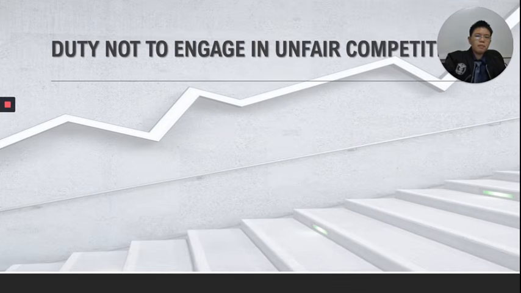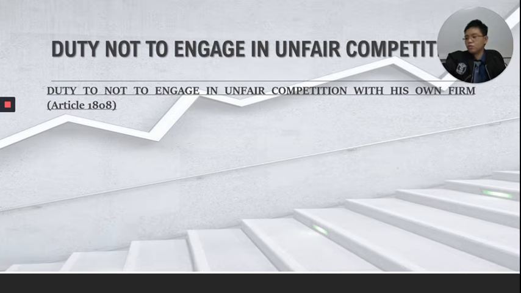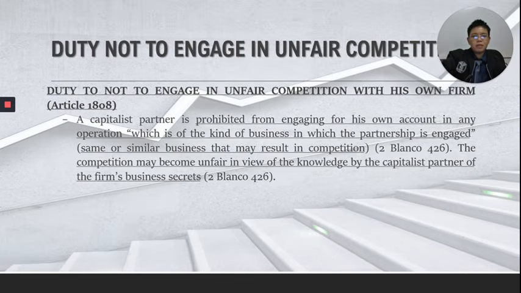Yan. So, remember, 1808 in relation to 1789. Capitalist partner, remember in 1789, sabi, industrial partner cannot engage in any business which is not the partnership business. Bakit? Kasi there is a conflict of interest. As you all know, as I've already mentioned, it is the partnership who is the owner of the industry of an industrial partner. However, in case of a capitalist partner, they have a duty not to engage in unfair competition. So, pwede siyang mag-engage in another business.